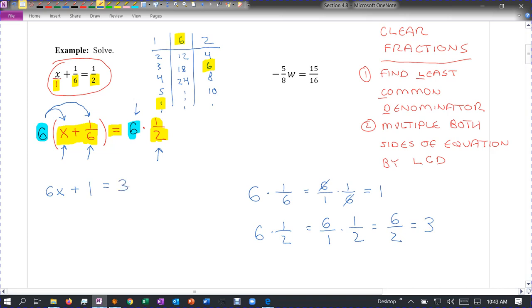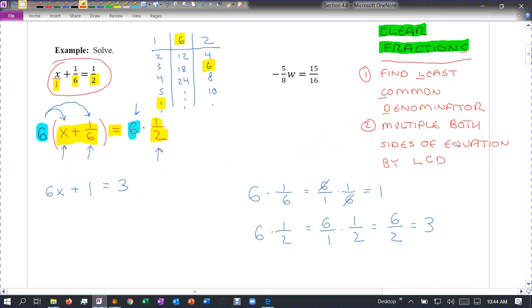So now look at this new equation. We no longer have fractions, and that's the whole point of this technique called clearing fractions. We do something so that we have a new problem to work that has no fractions in it, and those are easier to work with. But to do that, we have to find the least common denominator and then multiply both sides of the equation by that.